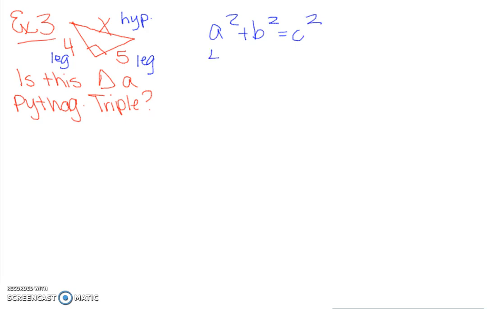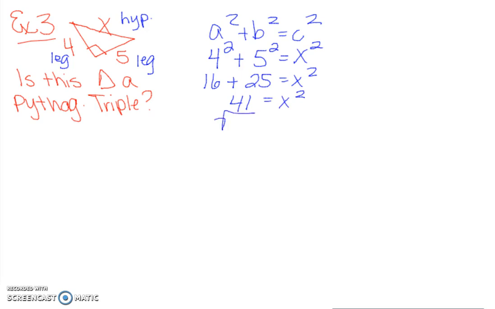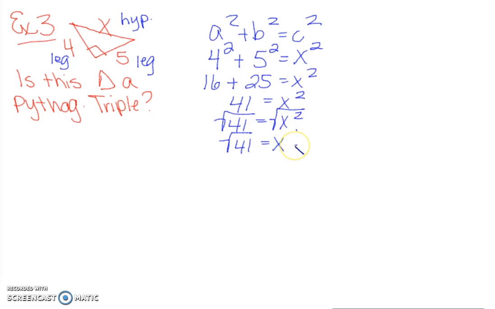We already identified my legs, so 4 goes in for one of the legs, 5 goes into the other, and it doesn't matter the order. I could have 5 and then 4. And then I'm going to square my numbers. 16 plus 25 equals x squared, and then I'm going to add them. 41 equals x squared, and then I've got a square root because I got to get rid of the square. So I'm going to square root both sides, and I get the square root of 41 is equal to x. Since we're practicing simplified radical terms, I need to see if I can simplify this, and I can't, and the reason that I can't is because 41 is a prime number.